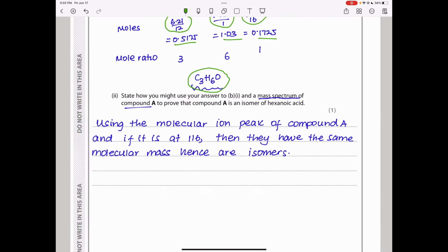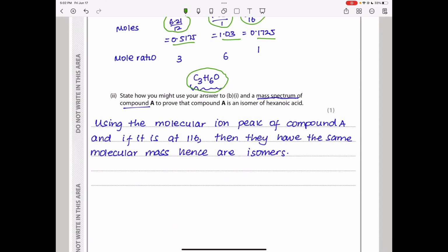The next step says, state how you might use your answer and the mass spectrum of compound A to prove that compound A is an isomer of hexanoic acid. So here you have to look at the mass spectrum, look at the molecular ion peak, and use the molecular ion peak. And in this case, it is 116.